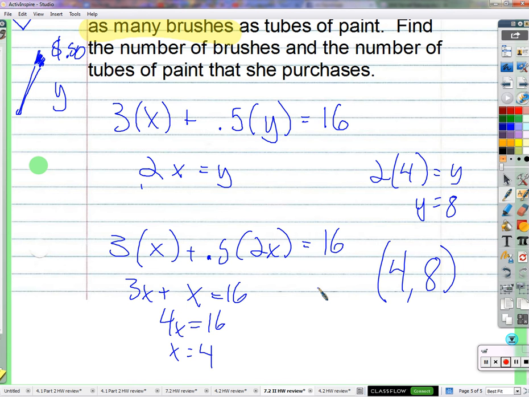But you'll notice there's a lot of problems where we bought so many of these things, so many of those things, and there's twice as many of those, or three times as many of those, and three more of those than these. A lot of times we'll get a dollar amount times the number of the things, plus another dollar amount times the number of the other things, equals a total dollar amount, and then some relationship between how many of the one thing there is compared to the other. If you were going to write a problem that involves money, you'd be hard-pressed not to wind up with two equations like this.